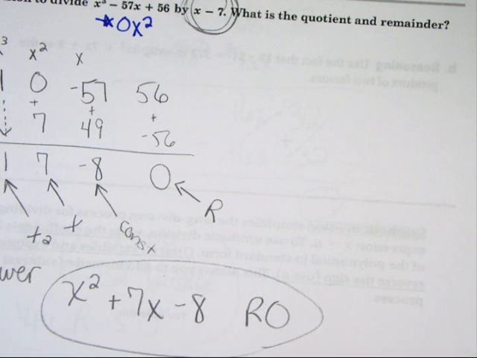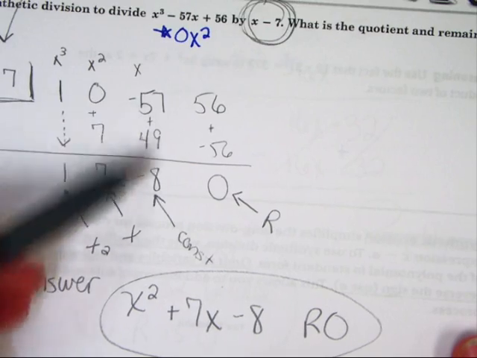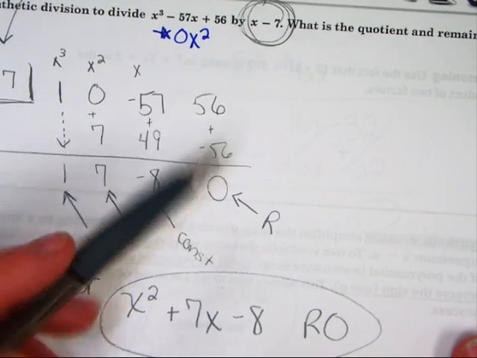Much, much easier than long division. Now if you want to do long division, go for it. I think this is much easier. Your steps, you have 2 steps. Multiply, add. Multiply, add. Multiply, add.